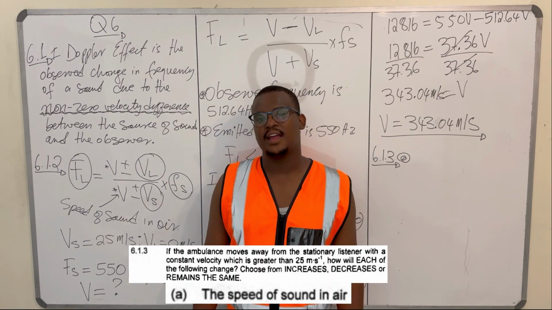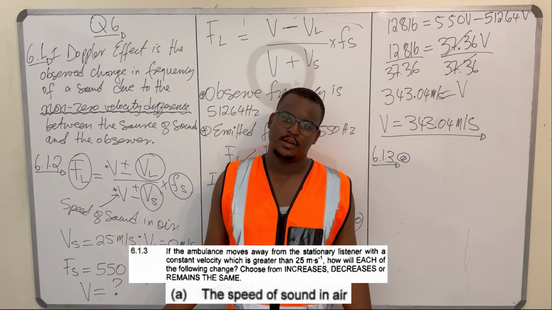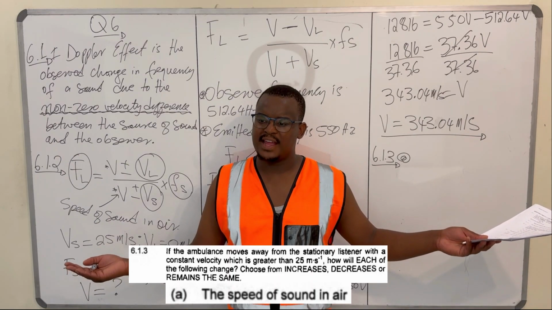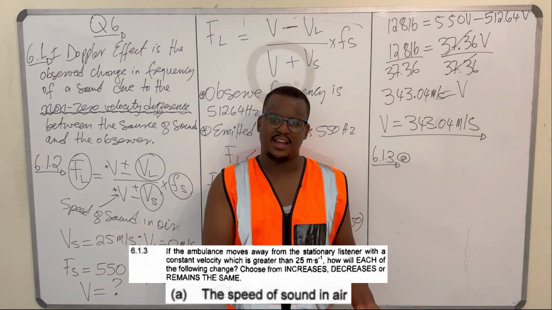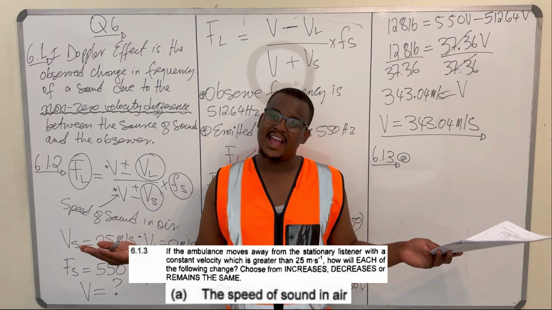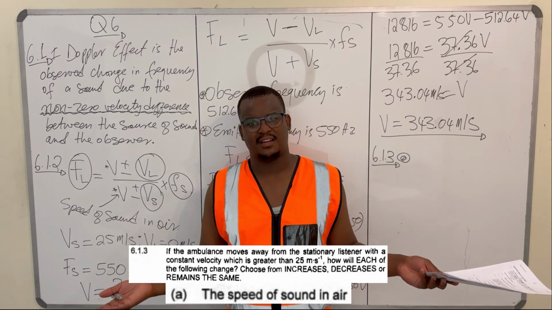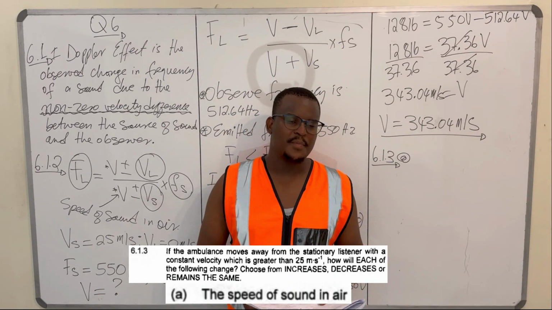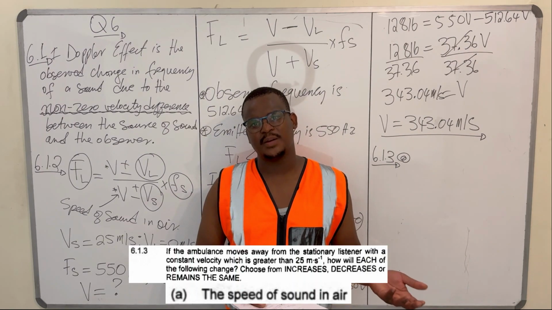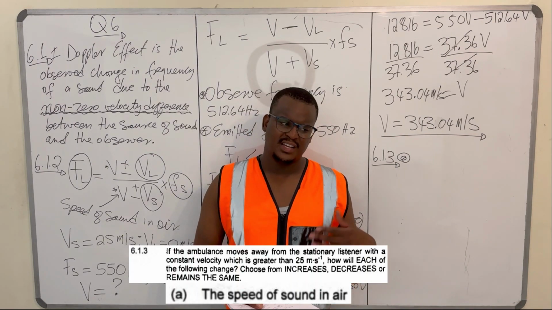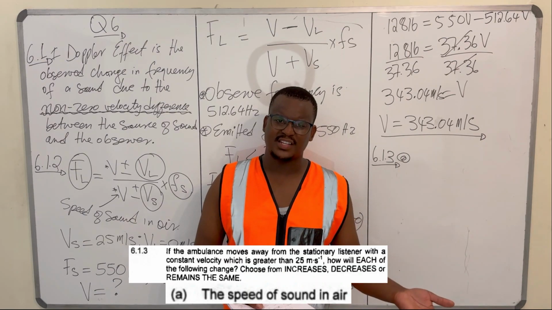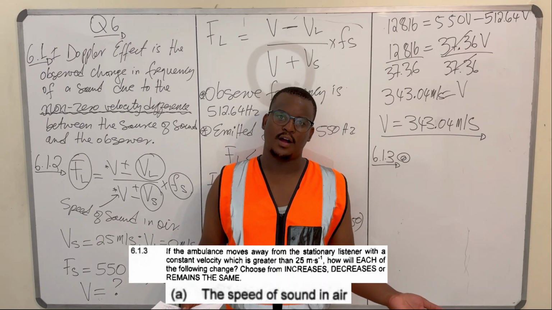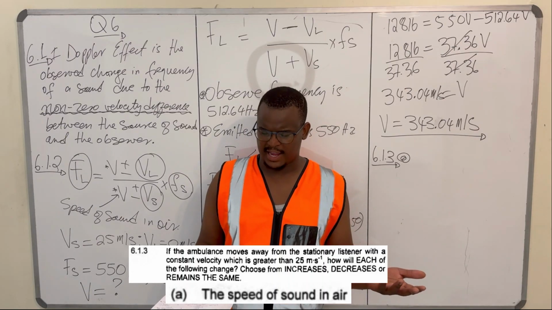So the speed of sound in air is not affected by the ambulance, because you can think the air is everywhere. If the ambulance is moving fast here, how will that affect the air or the speed of sound in air? The speed of sound in air, as far as I remember, is mostly or largely influenced by the temperature. At high temperatures, the speed of sound in air is faster. At lower temperatures, it is slower. That's what I can remember.